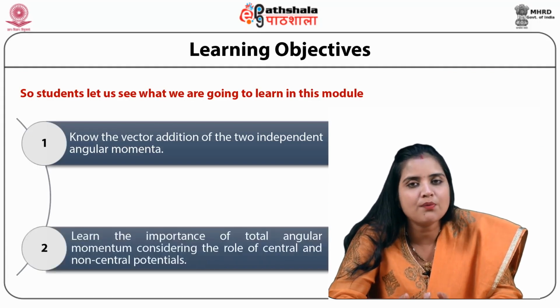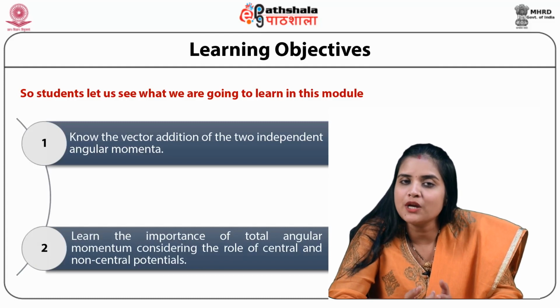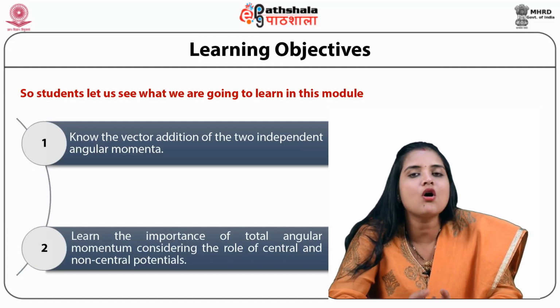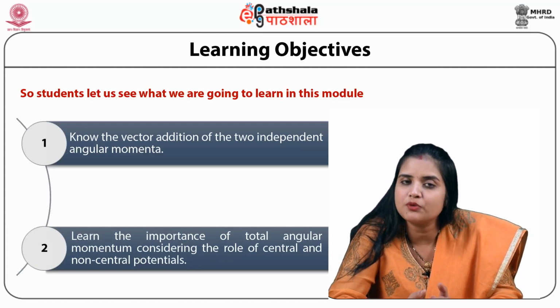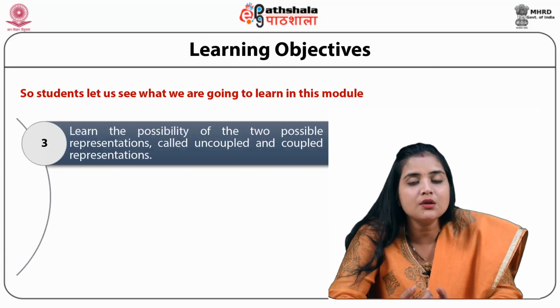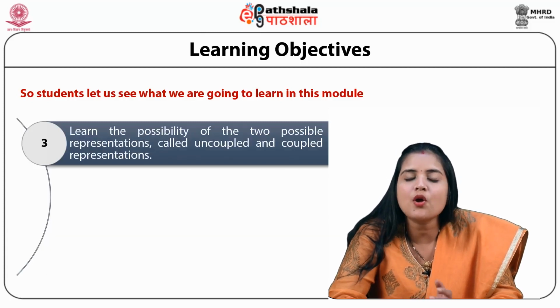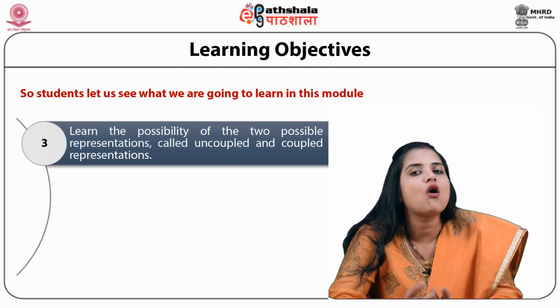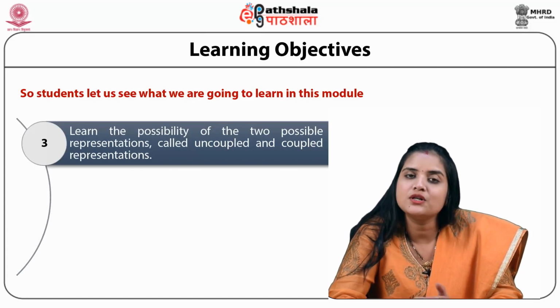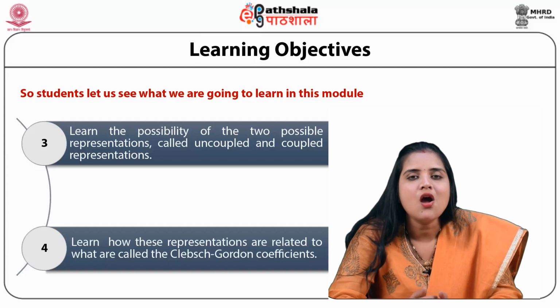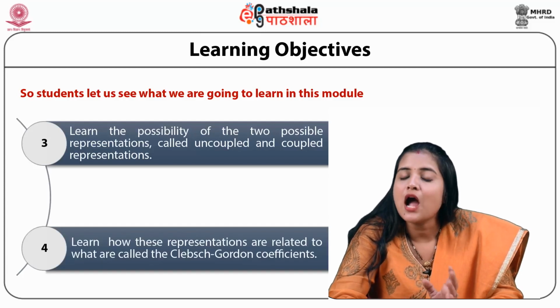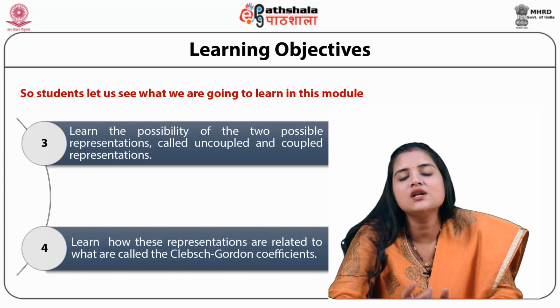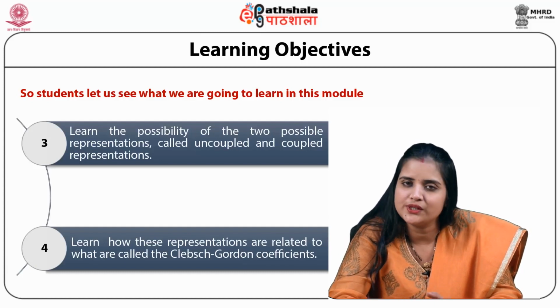We will learn the importance of total angular momentum considering the role of central and non-central potentials. We will learn the possibility of the two possible representations called uncoupled and coupled representations. We will learn how these representations are related to what are called the Clebsch-Gordan coefficients.